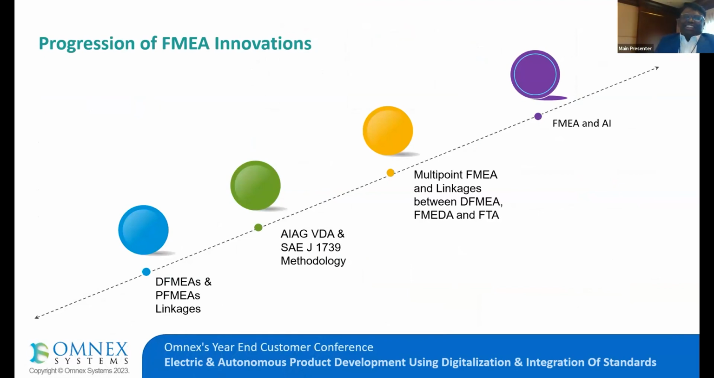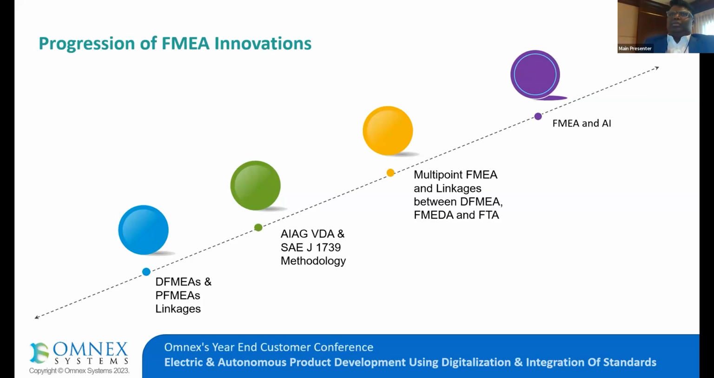So just for everyone, Pete, I didn't get the memo, so I didn't get that trajectory graph. So here it is, a little bit different one. Where is FMEA going with this, right? It started with the DFMEA PFMEA linkage. Then the AIAG VDA SAE J1739 released a version in January 2022. Multi-point failure linkages, talk about DFMEA, PFMEA, FTA linkage.